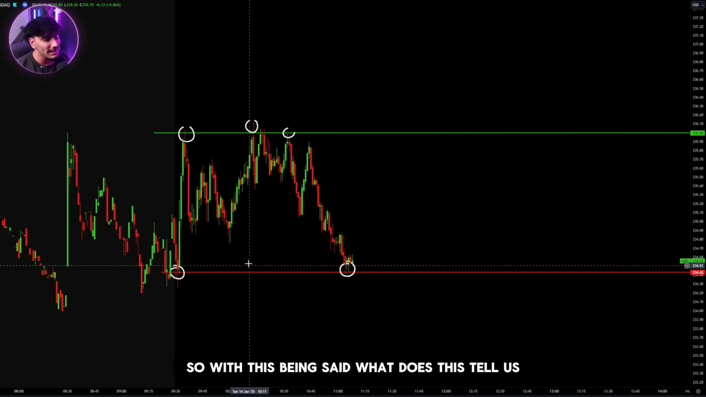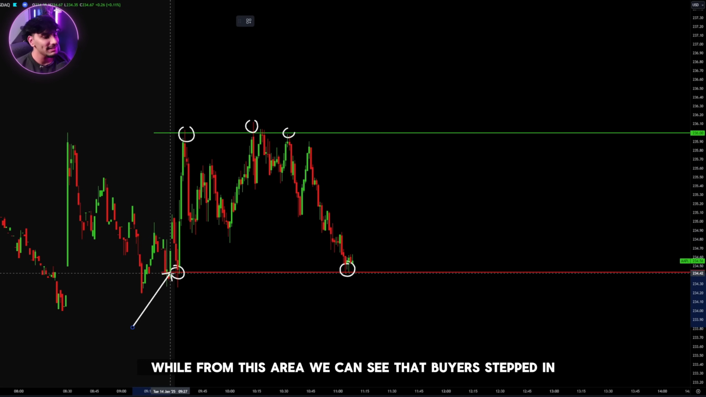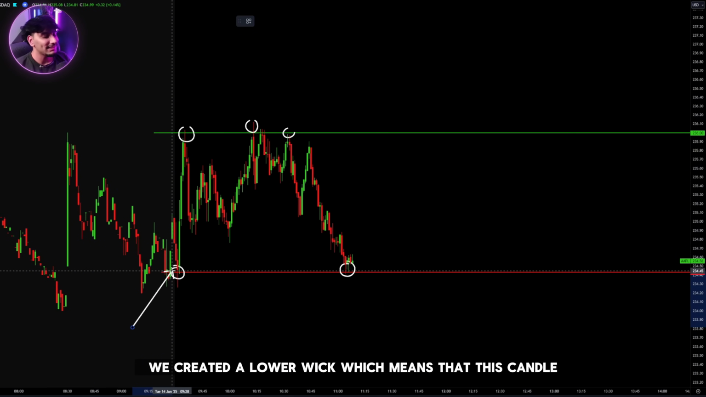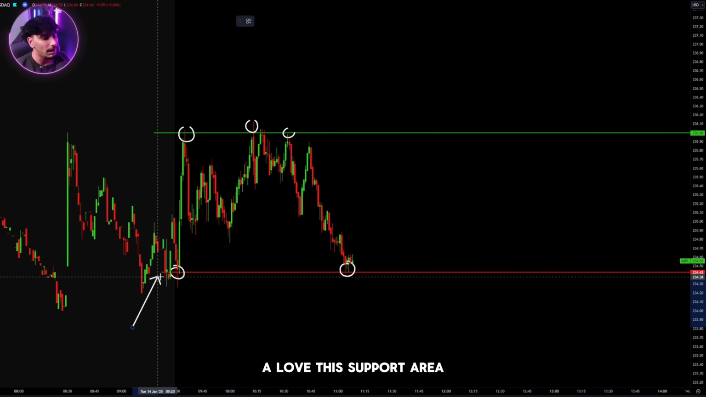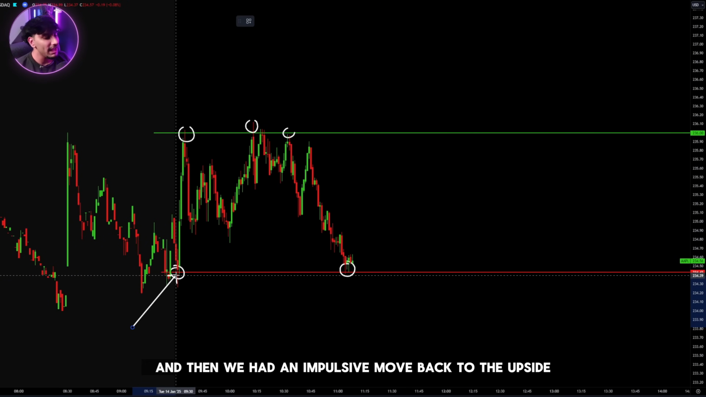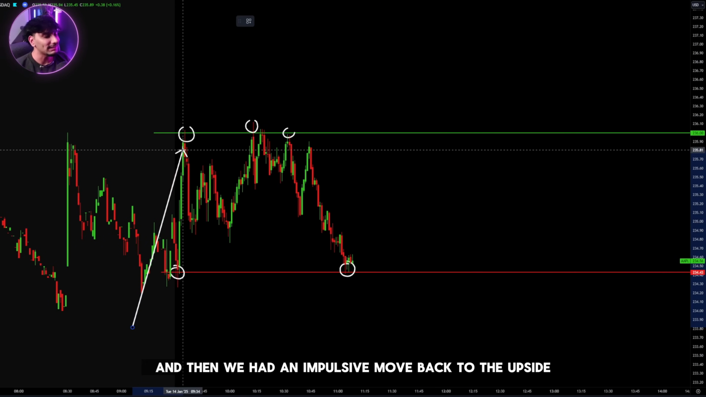So with this being said, what does this tell us? Well, from this area, we can see that buyers stepped in. We created a lower wick, which means that this candle at one point was at the lows, but buyers brought it right back up above this support area. And then we had an impulsive move back to the upside.